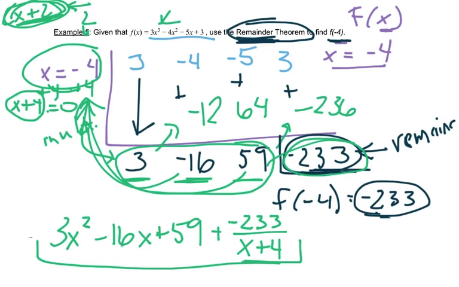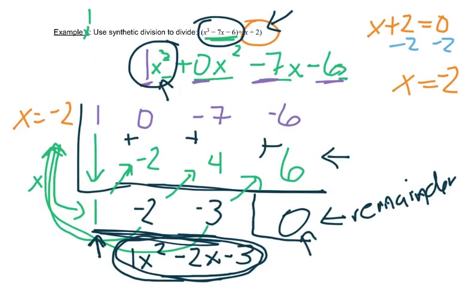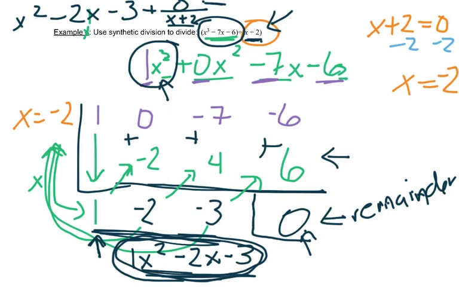So if we were to do that on example 1, we would have to write our problem as x squared minus 2x minus 3 plus 0 over x plus 2. The x plus 2 comes from here, that's the denominator. The remainder 0 is the numerator. But because it's a 0, we don't normally write it, we just write that.